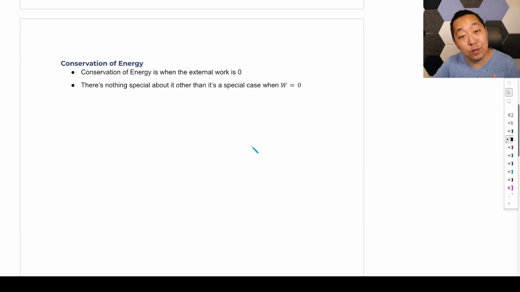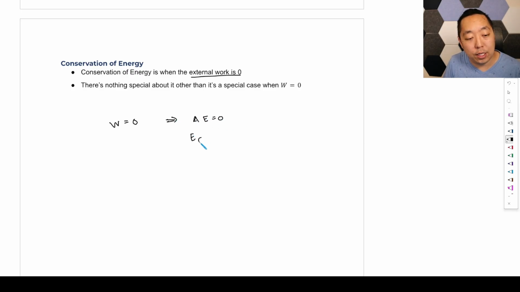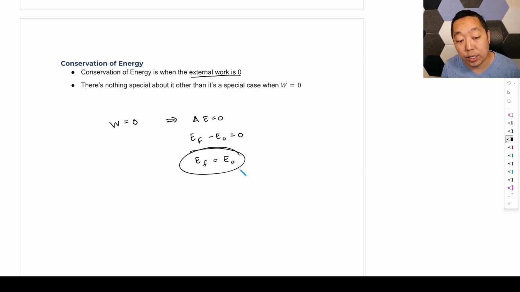One is conservation of energy. We've been using conservation of energy a lot, and it's just when the external work is zero. Because if the work is zero, then that implies the change in energy is zero, which means that the final minus the initial energy is zero, which means the final energy just equals the initial energy. And you might have seen me use that sometimes. I do shortcut that a little bit sometimes and just go straight into there.